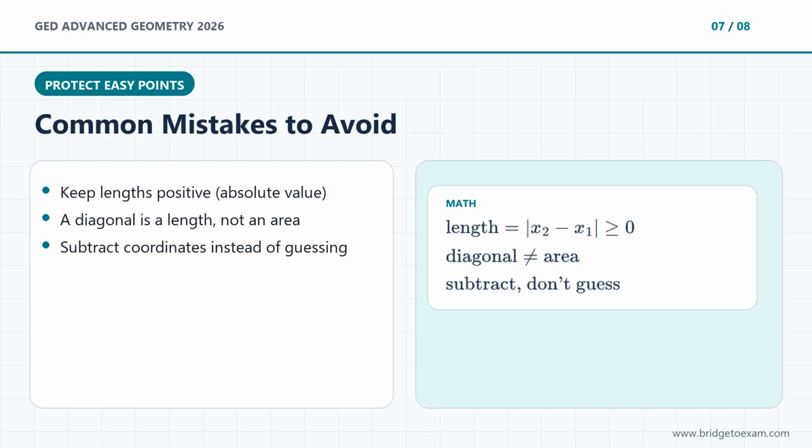Before we finish, let's dodge the 3 most common traps. First, subtract coordinates in a consistent direction and keep the length positive with absolute value. Second, do not use a diagonal distance as if it were an area. Distance is a length. And third, when the picture is not drawn, count carefully by subtracting coordinates rather than guessing squares. These small habits protect a lot of easy points.